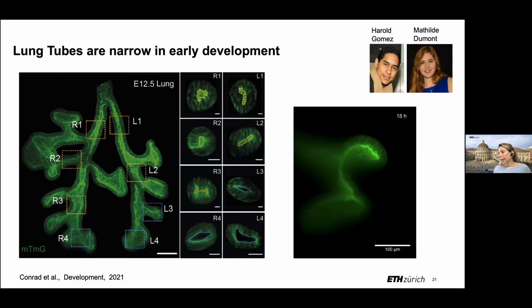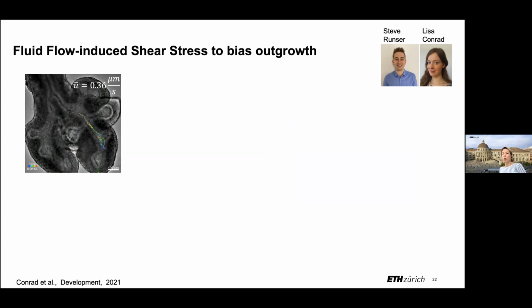And people had shown before that there is fluid inside the lungs. And in later stages, there's also fluid movement. They've always accounted that to smooth muscles. And so we set out to see whether there's any fluid movement already in the very early stages of lung development when we see the biased outgrowth. And that's an experiment that Lisa Conrad did in the group.